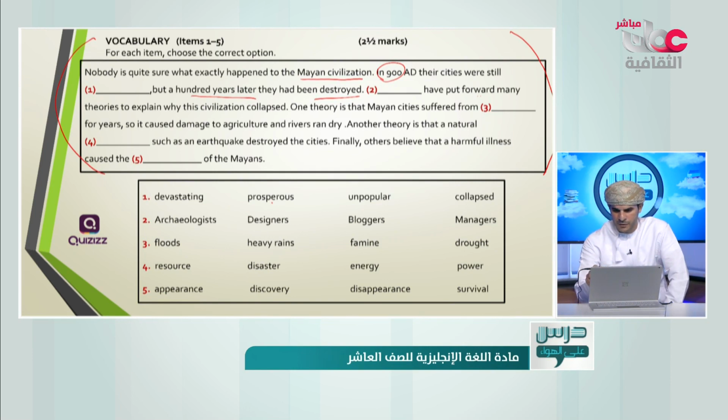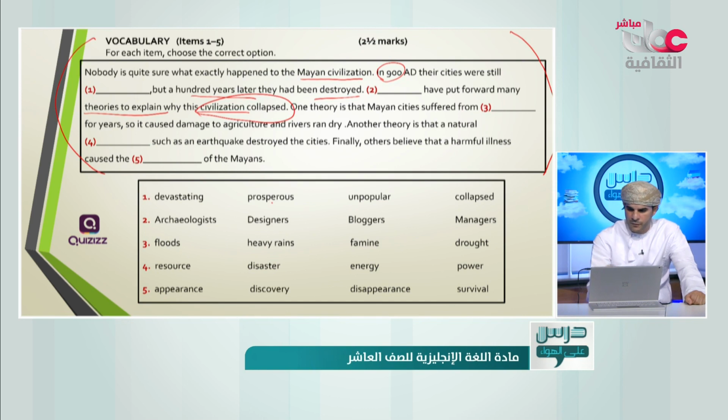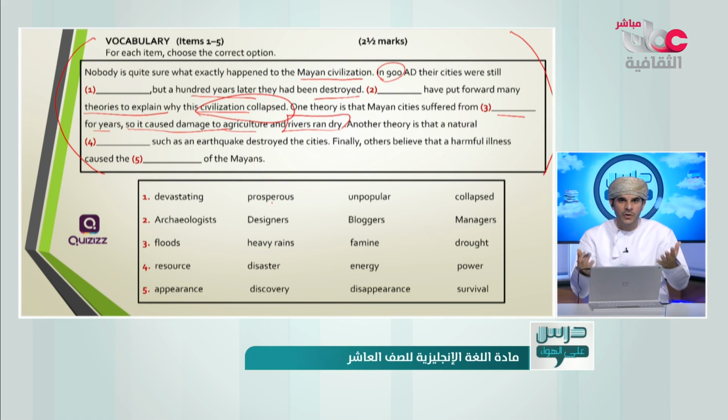Okay. Something have put forward many theories to explain the civilization. Look at number 2. You have archaeologists, designers, bloggers, managers. Who is in charge of civilizations, history? I'm sure you know that. One theory is that Mayan cities suffered from what? For years. So it caused damage to agriculture, and rivers ran dry. When there's no water, it means what? Really easy, but you have to read between the words.